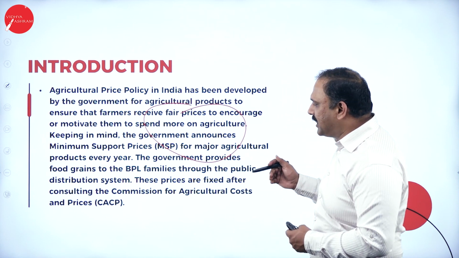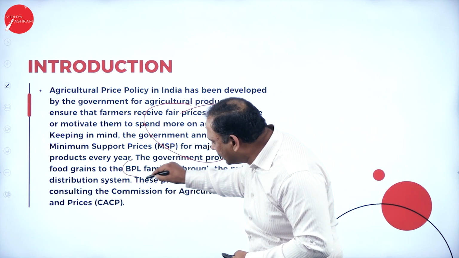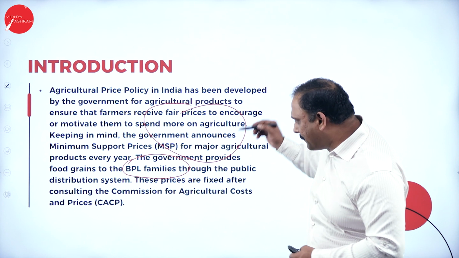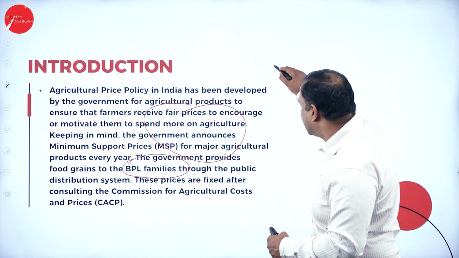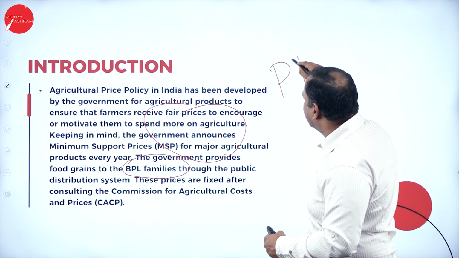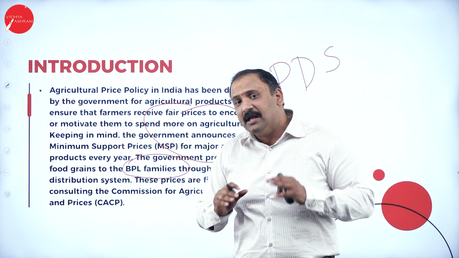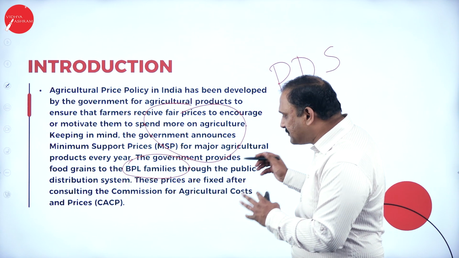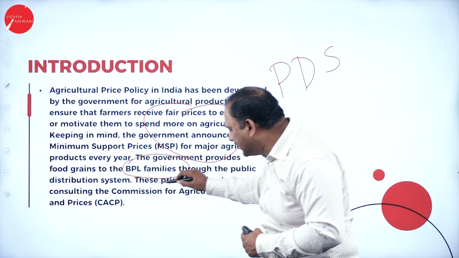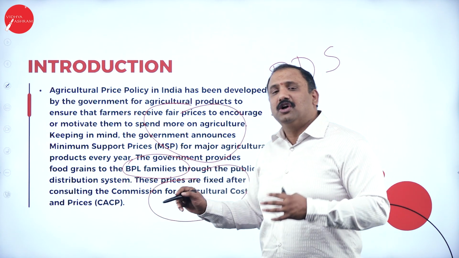Now, the government provides food grains to the below poverty line families through the public distribution system. So that is very, very important. We're going to learn about this factor called PDS, the public distribution system. These policies and these prices are fixed after consulting the Commission for Agricultural Costs and Prices.